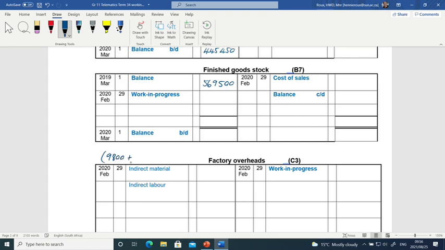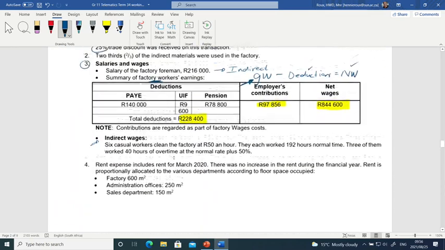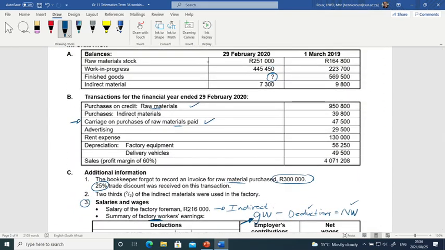They gave us the purchases of the indirect material, 39,800, minus the closing balance of indirect material, 7,300. The way that we calculate indirect material is exactly the same as for direct material. The opening balance plus purchases plus carriage minus the closing stock. Now just to show you where I got that from, there is the indirect material, opening balance, closing balance, and there is the purchases of the indirect material.